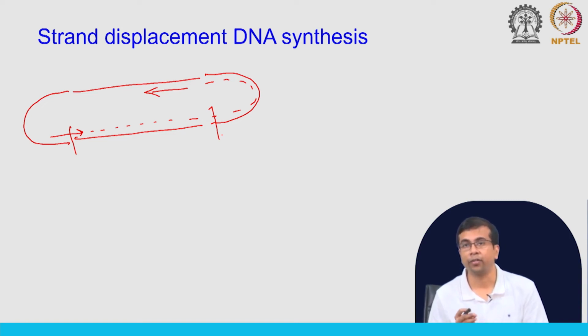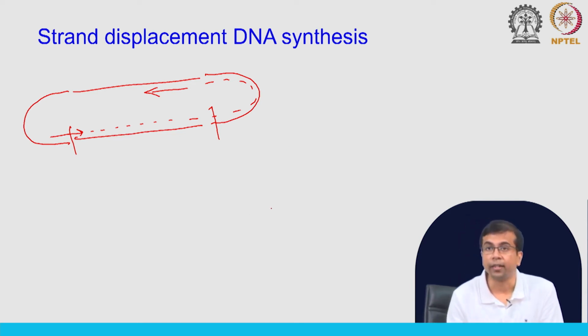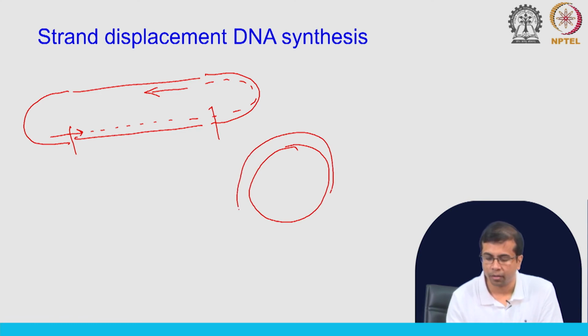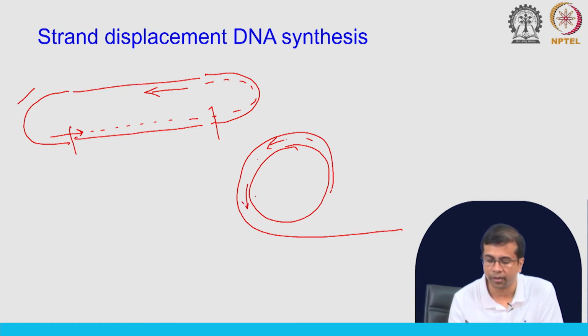Now, another way you can actually run this sequencer is something called strand displacement DNA synthesis. So, depending on the polymerase, if you consider this as a circular molecule, you can simply continue to synthesize this molecule over and over again. So, if you just imagine this here, and convert this to a circle, you can just keep on going, synthesizing the same molecule over and over again.